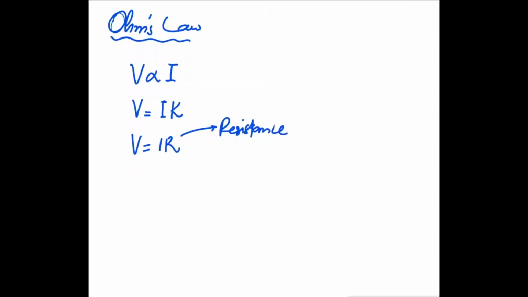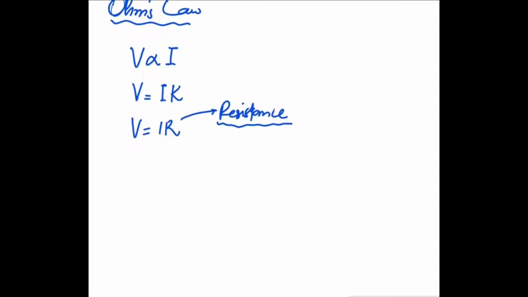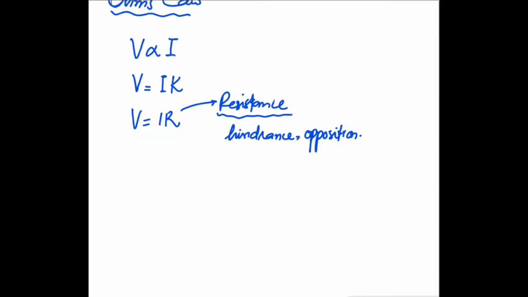Now, what do we mean by resistance? Simply put, it is the hindrance or the opposition provided by the material itself to the flow of electrons. It can provide this opposition by not giving any electrons in the first place, just like insulators. So we will say that insulators have a very high resistance because they don't want electrons to flow through them. They don't like it, right?